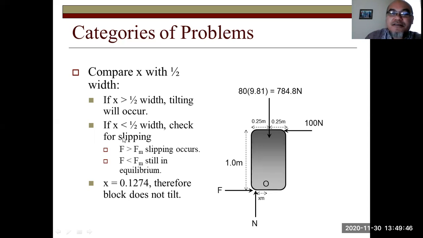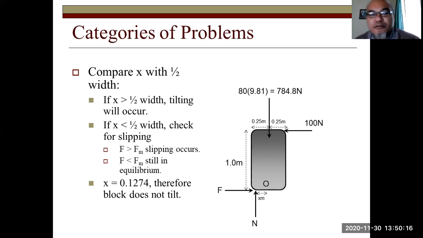If the force F is larger than Fm, slipping will occur, meaning it will move. If this is the floor, it will move translationally. But if F is less than Fm, it will still be in equilibrium and doesn't move translationally. If xm is larger than half of the width, it will tilt. So there are three possibilities: tilt, slide, or just static equilibrium.